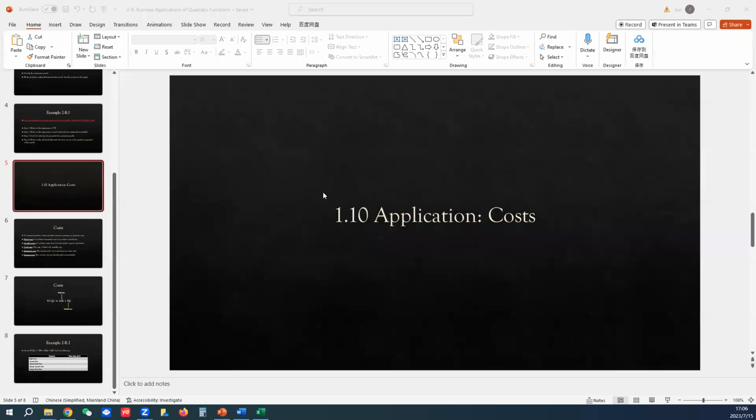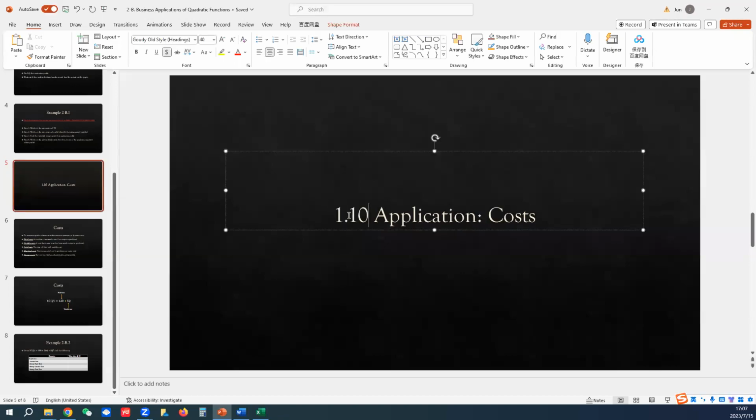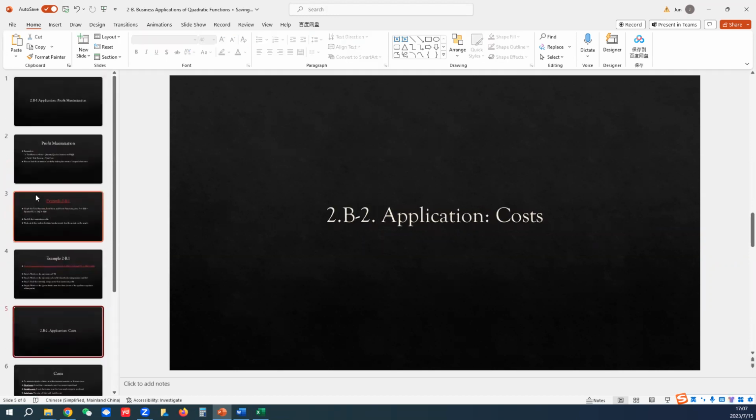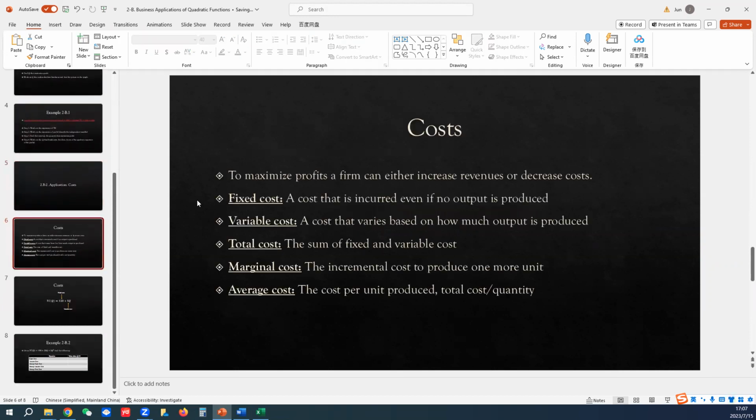Here is another application, which is cost. There are multiple parts of cost. The total cost is the sum of fixed cost and variable cost. Fixed cost is the cost that is incurred even if no output is produced, right? And variable cost is a cost that varies based on how much output is produced.